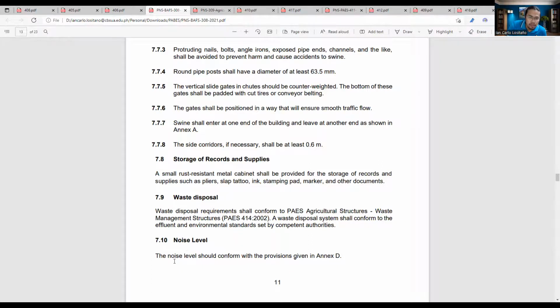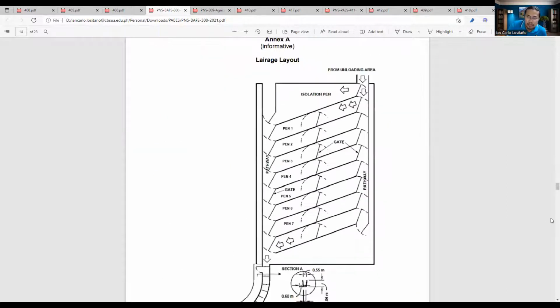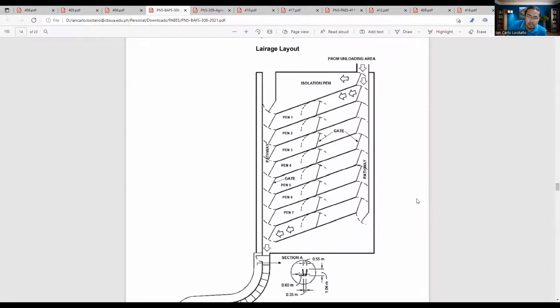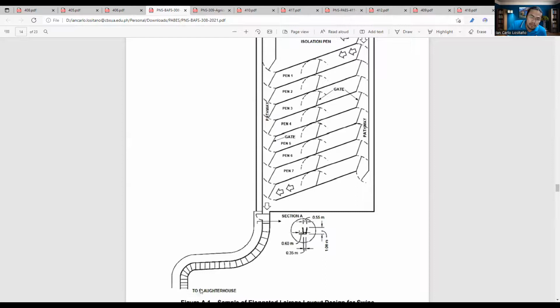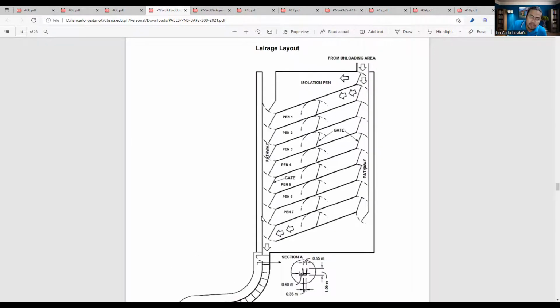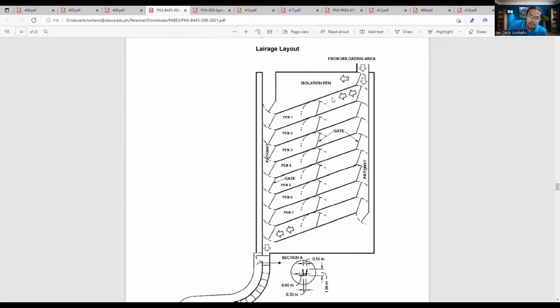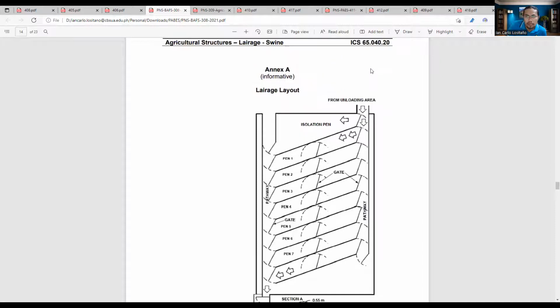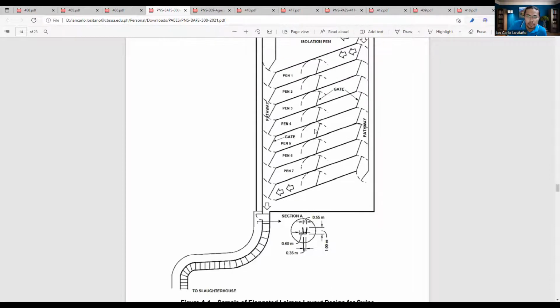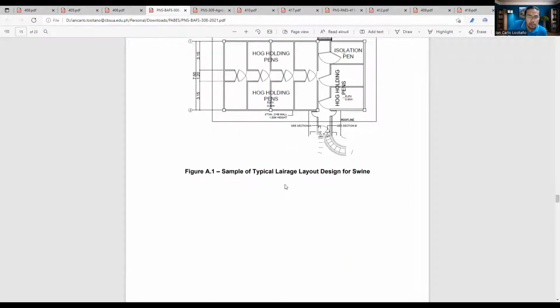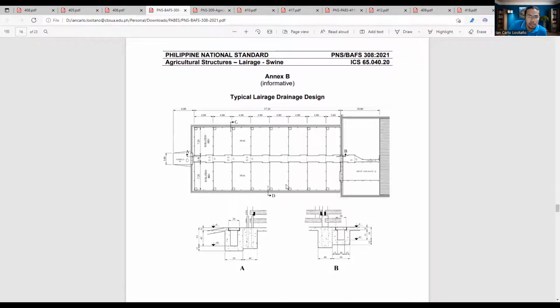You have your noise level. This is to avoid stress in the animals. So that is provided in Annex D. This is now the configuration of the lairage area, okay, showing the pens from the unloading area. This is another option of a design, and another.